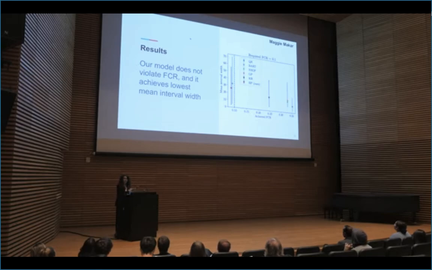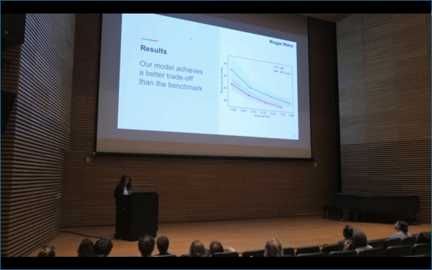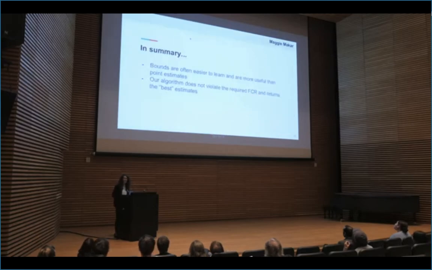And here we were optimizing for tightest possible mean interval width. In fact, our model does better than that one benchmark that does not violate the false coverage rate at every possible false coverage rate, which shows that our model is better able to exploit this trade-off that I showed you in the one scary slide. So in summary, we showed that there's a trade-off between the confidence with which we want our bounds to hold and the complexity of the learning task, and our algorithm does better than benchmarks, and it's able to exploit that trade-off a little bit better.